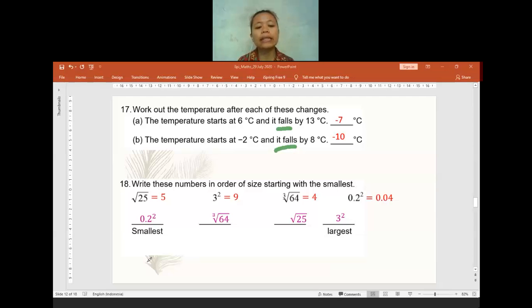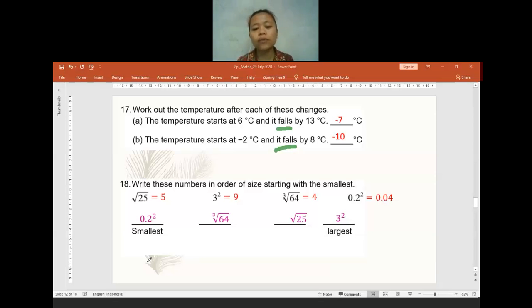For question 18, before we start ordering the numbers from the smallest or from the largest, the thing we have to do is simplify all of the operations in here. So the square root of 25 equals 5. 3 to the power of 2 equals 9.